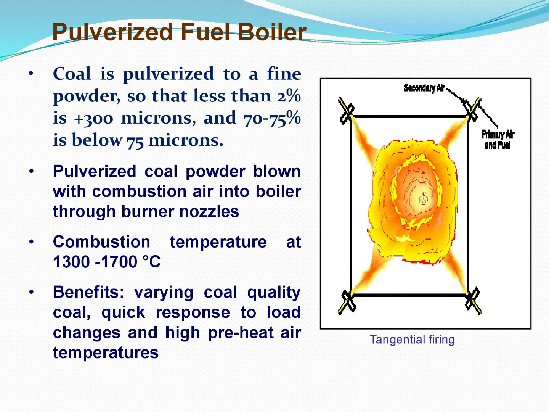Pulverized fuel boiler. Coal is pulverized to a fine powder so that less than 2% is plus 300 microns, and 70 to 75% is below 75 microns. Pulverized coal powder is blown with combustion air into the boiler through burner nozzles. Combustion temperature is 1300–1700 degrees Celsius. Benefits: ability to handle varying coal quality, quick response to load changes and high preheat air temperatures.